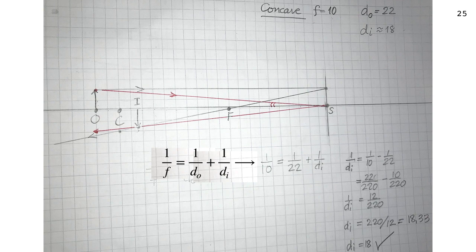All right. And here's the formula. Now this is the equation that you use in the paraxial limit. 1 over F equals 1 over DO, object distance, plus 1 over DI, image distance. All right. And we plug in what we know.